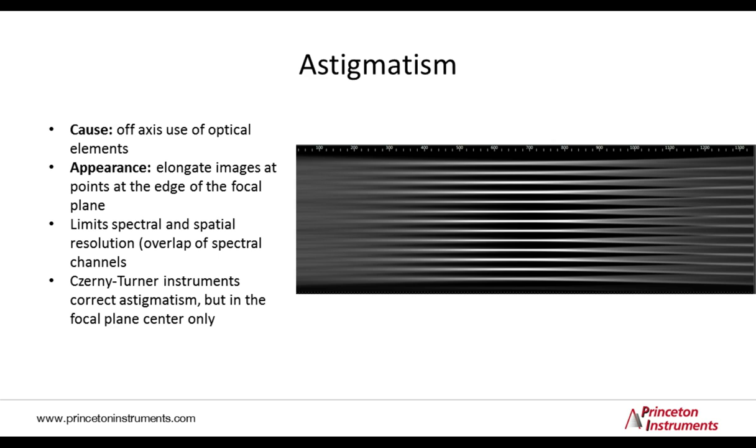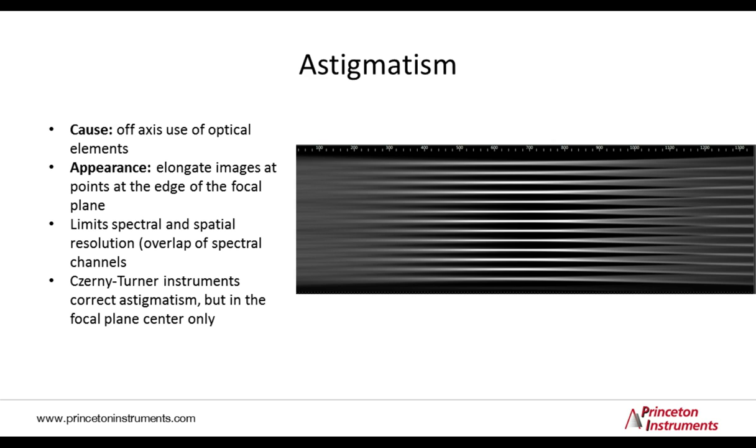Coma is another aberration that is easily seen by users. The cause is also the use of mirrors to image an off-axis source. Most importantly, as one can see in the spectrum, coma produces these very asymmetric tails on spectral lines, and so they are asymmetrically broadened in that way. Again, this will limit the spectral resolution of the spectrograph.